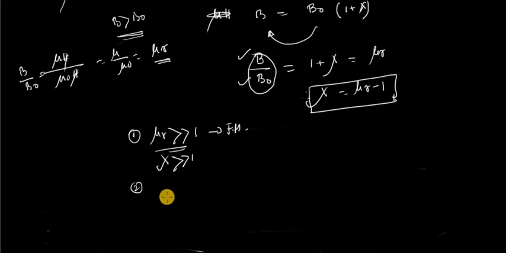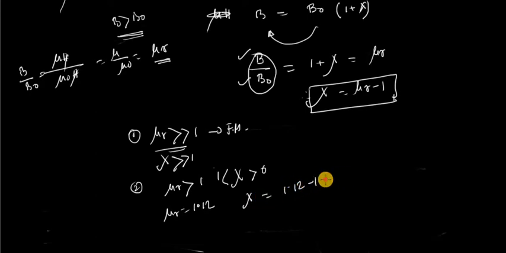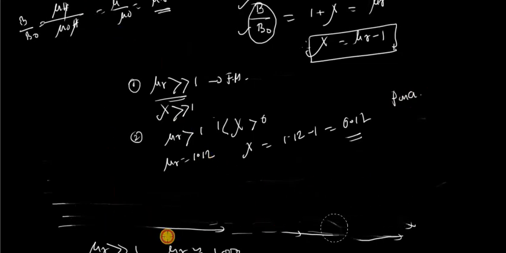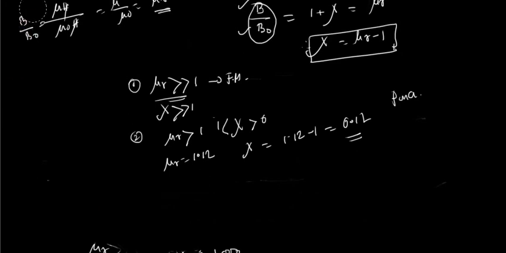But for paramagnetic material, mu r is just greater than 1, so chi is just greater than 0 but less than 1. For example, if mu r is equal to 1.12, then chi would be 1.12 minus 1, which is equal to 0.12, a very small amount. This is for paramagnetic material.